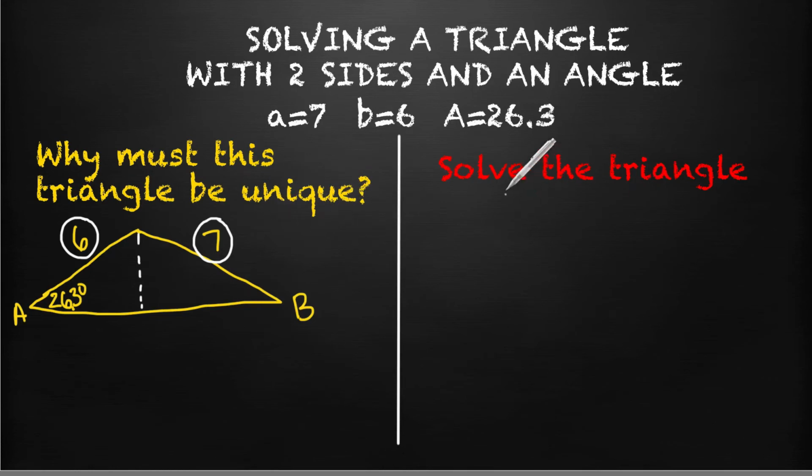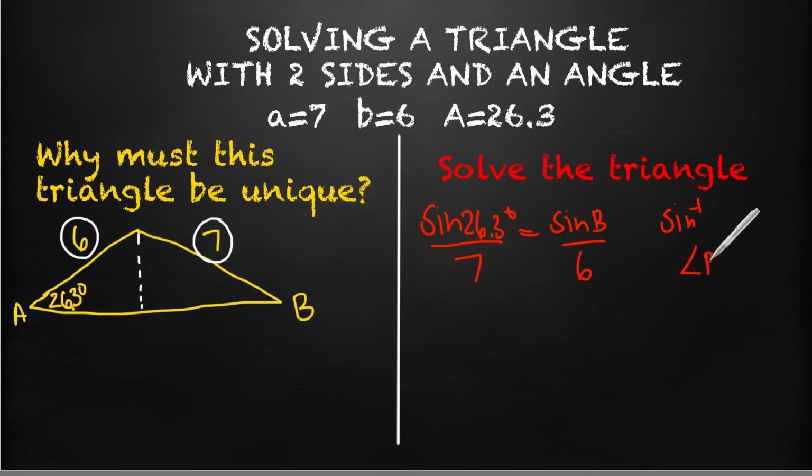So it says here we want to solve this triangle. So we're going to say sine of 26.3 over 7 equals sine of B over 6. Cross multiply, you can do this on your own time. You're going to end up taking the inverse sine of both sides, and you're going to end up getting angle B is 22.3 degrees.